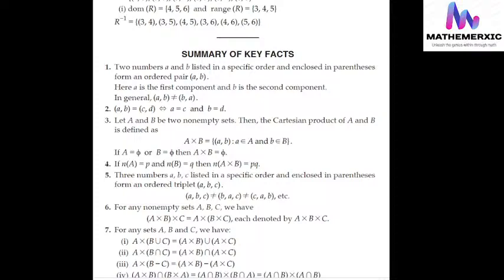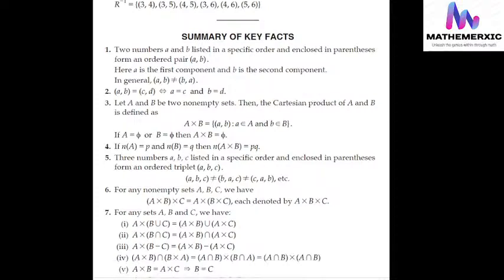Let A and B be two non-empty sets. Whenever we are saying non-empty sets, then the Cartesian product of A and B will be equal to the set of (a, b) such that small a belongs to capital A and small b belongs to capital B. If A is phi or B is phi, then the Cartesian product of A and B will be phi. When the sets are non-empty, the case will be different.